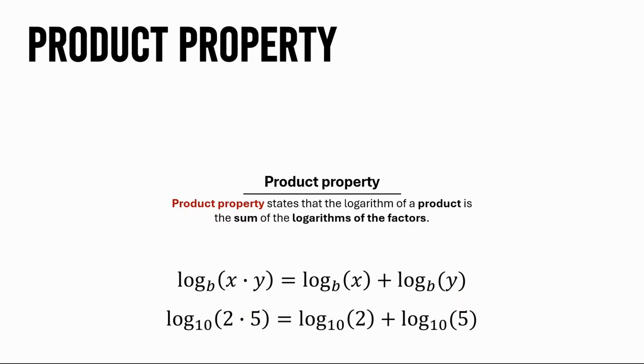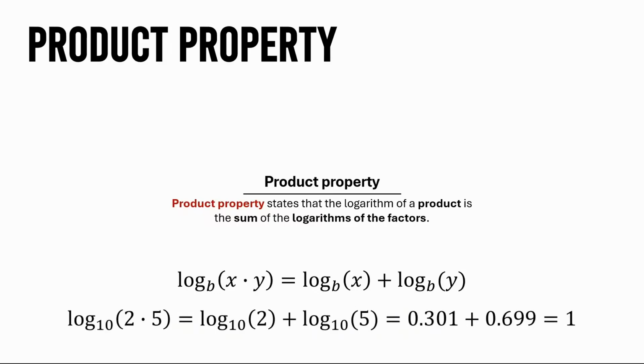Here we have an example. We have the log base 10 of 2 times 5, and we have rewritten it as the log base 10 of 2 plus the log base 10 of 5. So we calculate the log base 10 of 2, which is 0.301, plus the log base 10 of 5, which is 0.699, and we sum these together and we get 1.